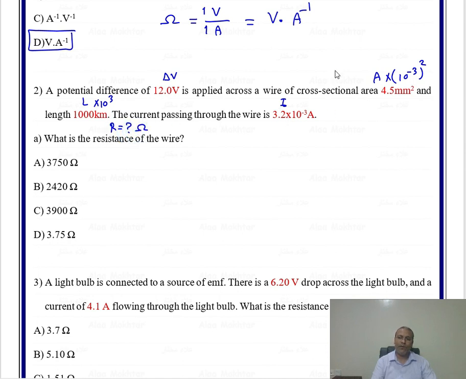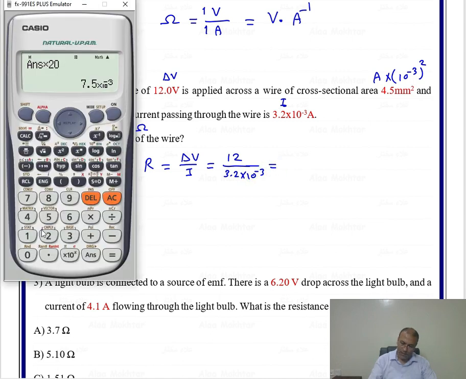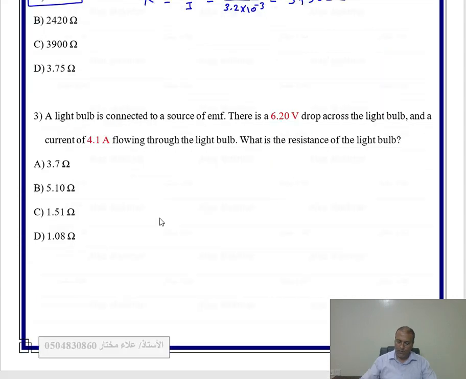We don't need all of these numbers. Just R equals delta V over I. It's equal to delta V, 12, and I is 3.2 times 10 to the negative 3. Using a calculator, 12 over 3.2 times 10 to the negative 3. The answer is 3750 ohm.